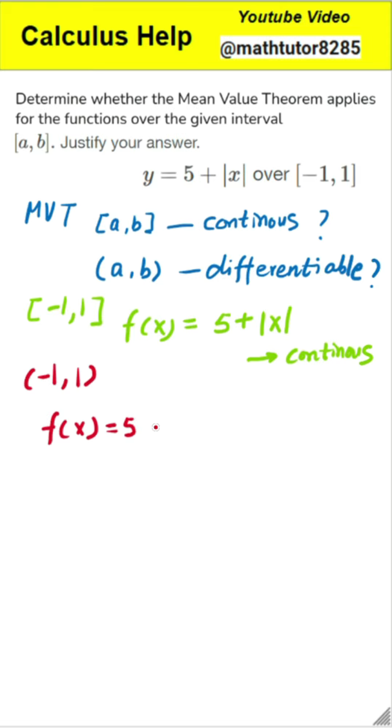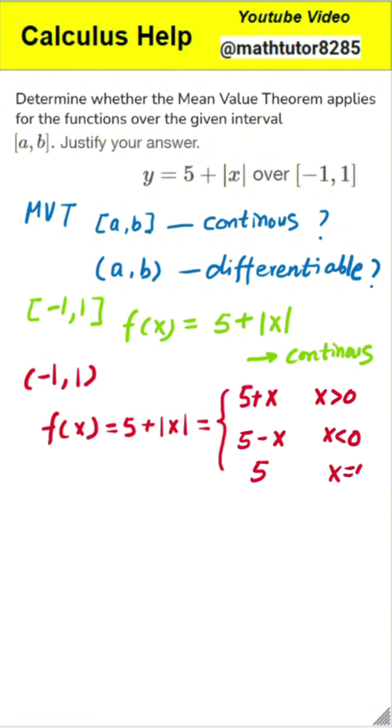To evaluate this, consider how the function behaves. If x is greater than 0, then the absolute value of x equals x, so y equals 5 plus x. If x is less than 0, then the absolute value of x equals -x, so y equals 5 minus x. At x equals 0, the function simply evaluates to 5. Now, look at the derivative.